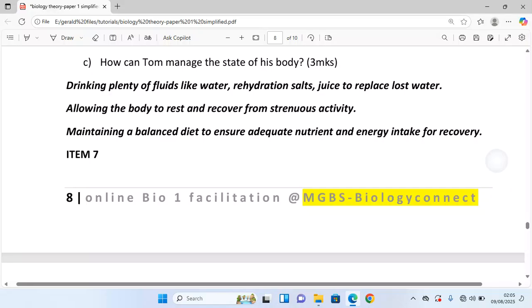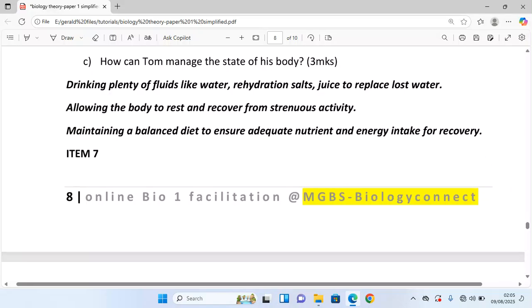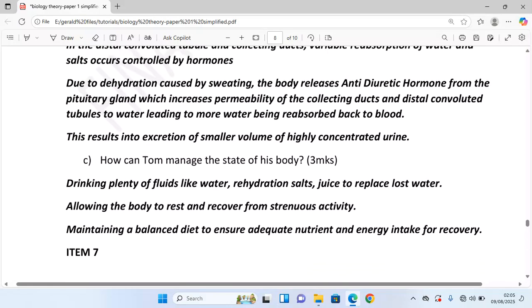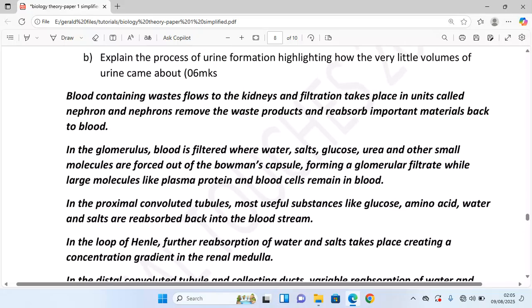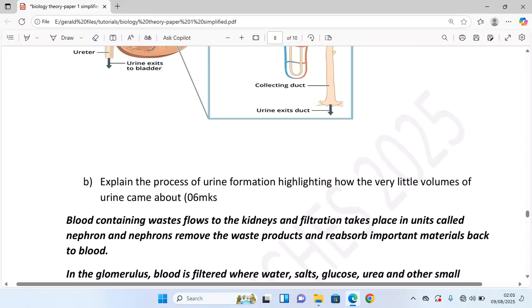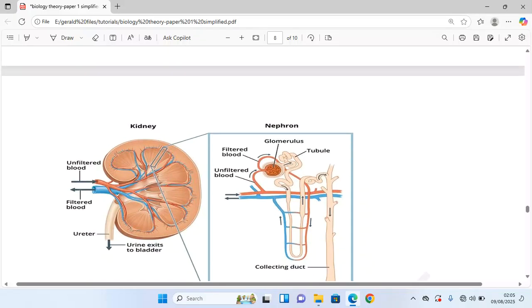And here they ask, how can Tom manage the state of his body? One, by drinking plenty of fluids like water, rehydration salts, juice, to replace lost water. You see, you don't just say by drinking water. For what? To replace the water lost. Two, allowing the body to rest and recover from strenuous activity, and then maintaining a balanced diet to ensure adequate nutrient and energy intake for recovery. So here is a summary of the process according to how I have explained it in the illustration.